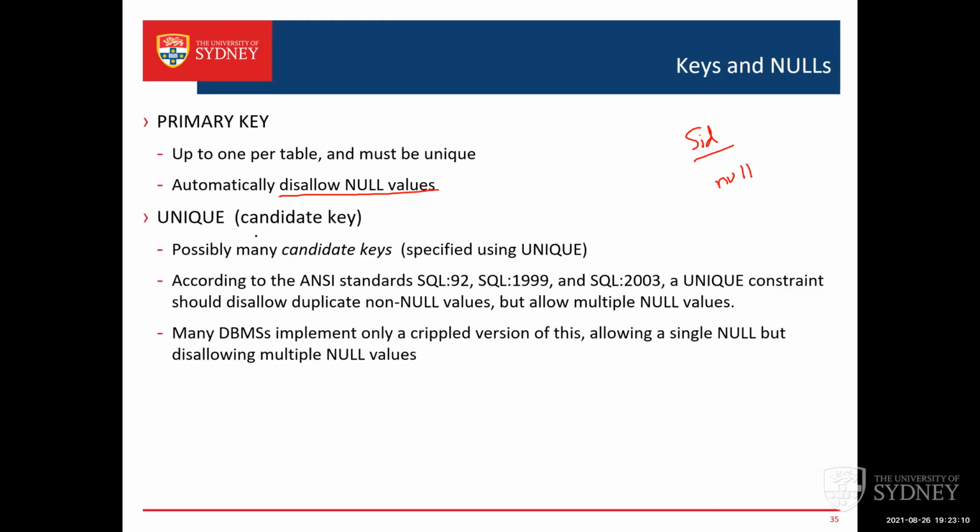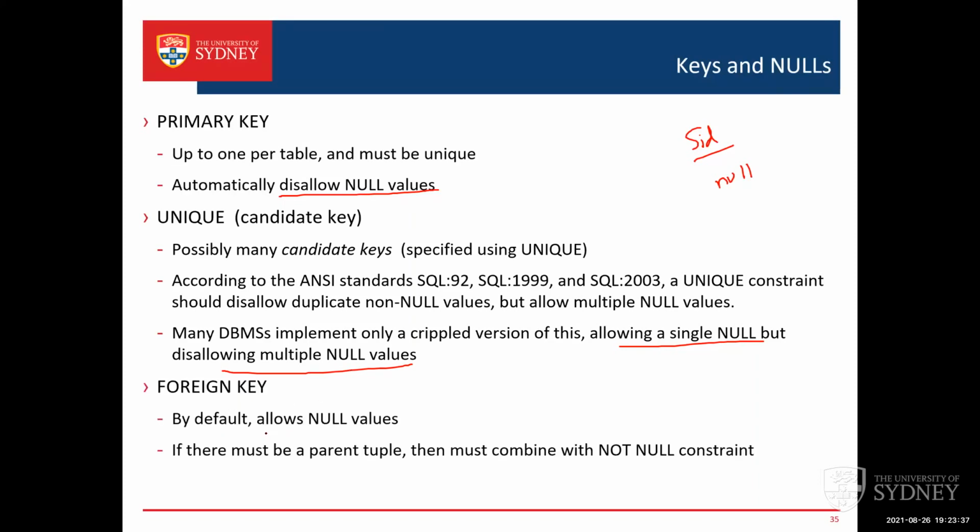Unique, when you use unique to define candidate keys, the system that we are using will allow a single null but disallow multiple null values. That simply means for an attribute you will be able to use null at most once, one time you can use null, but you will not be able to repeat null again and again for that particular attribute.